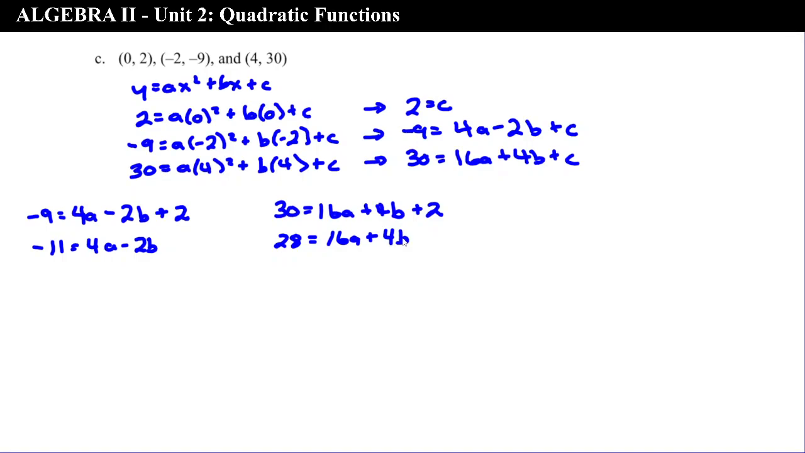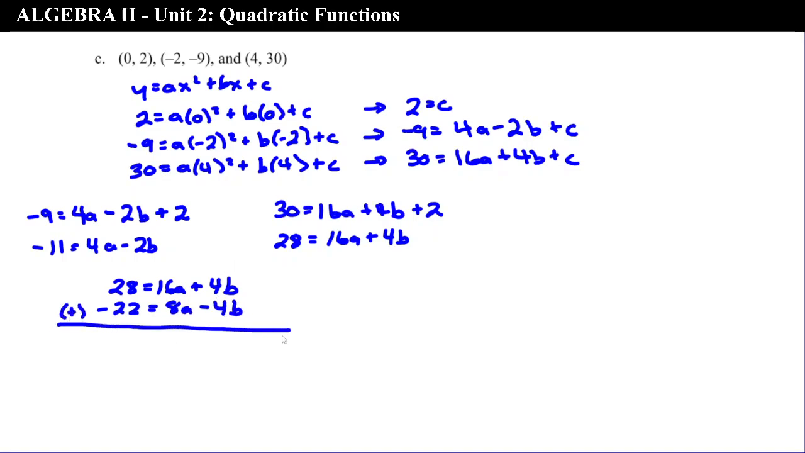Now, I'm going to use a different method. Instead of substitution like on the last two, because things are not going to come out nice and even when we solve on this first one anyway, let's use elimination. So let's stack the first one. 28 equals 16a plus 4b. And if we want to stack the second one, we can multiply it by 2. Negative 22 equals 8a minus 4b. And we can eliminate our b's if we add these two equations together.